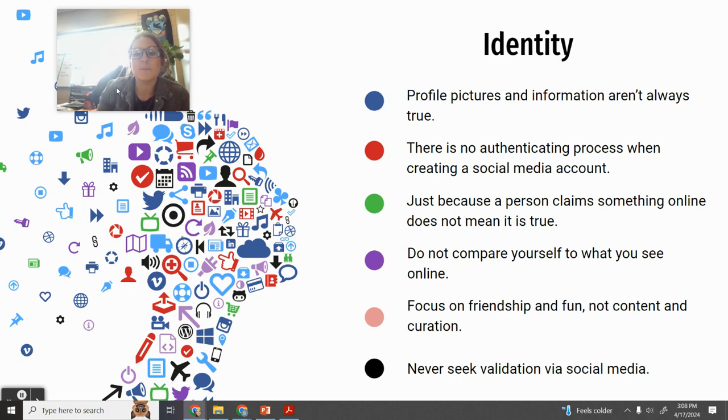Next, focus on friendships and fun, not on content and curation. This is a big one. Think about social media as being a way to connect with your friends and family. Okay? Don't think about what am I posting? How do I create more of it? How do I keep people viewing me? Because is that really meaningful?